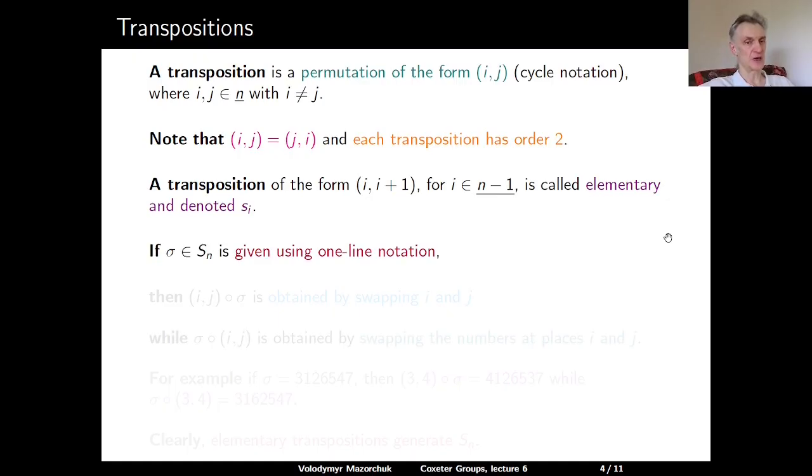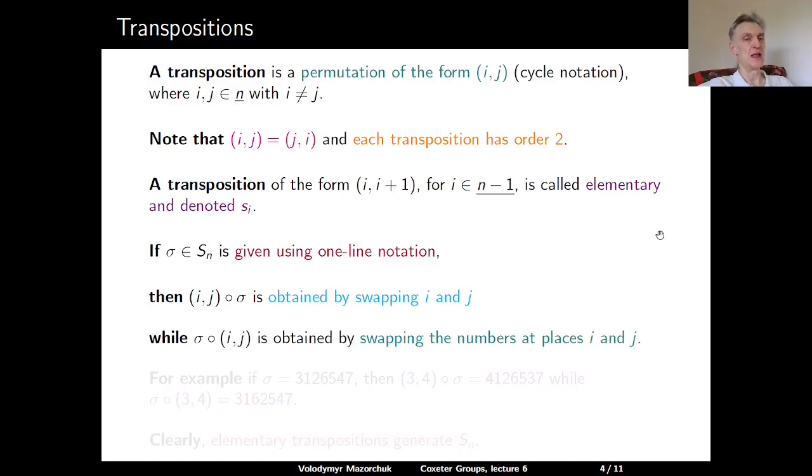If we have an element sigma in Sn, which is given using one-line notation, then the outcome of composing sigma with the transposition (i j), where (i j) is on the left, is obtained from the one-line notation of sigma by swapping the elements i and j in that notation. At the same time, in the opposite order, so first (i j) and then sigma, this is obtained from the one-line notation of sigma by swapping the numbers which are at the places i and j.